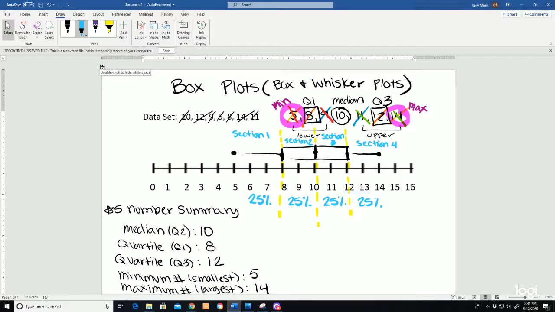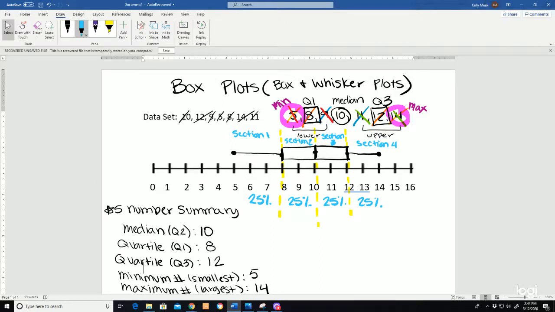So for example, 5 to 8, this is 25% of the data. From 8 to 10, this is also 25% of the data. From 10 to 12, 25% of the data. And from 12 to 14, another 25% of the data.